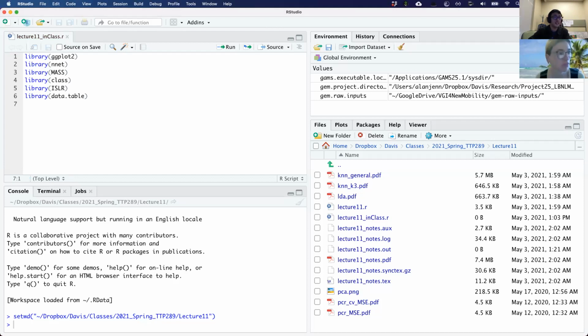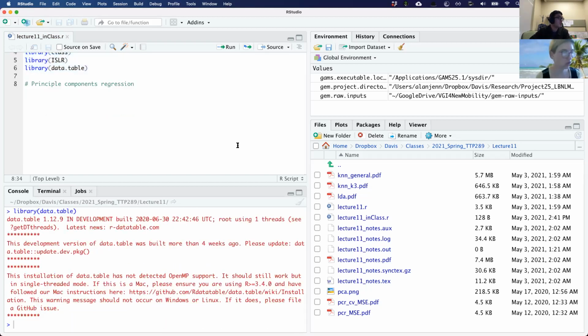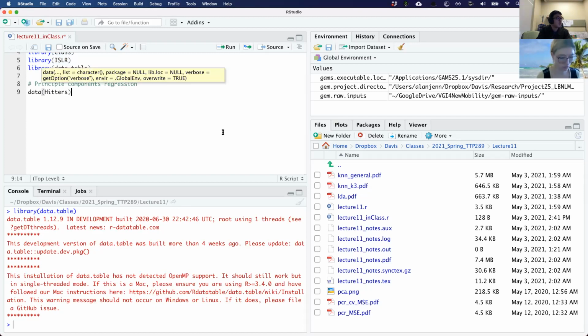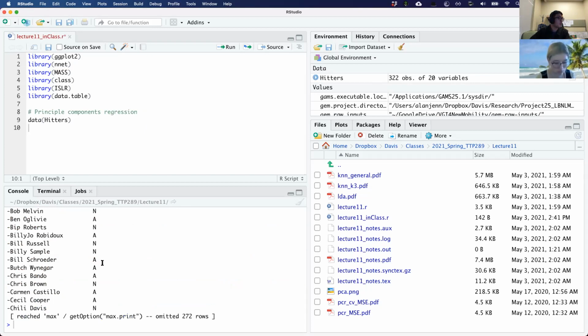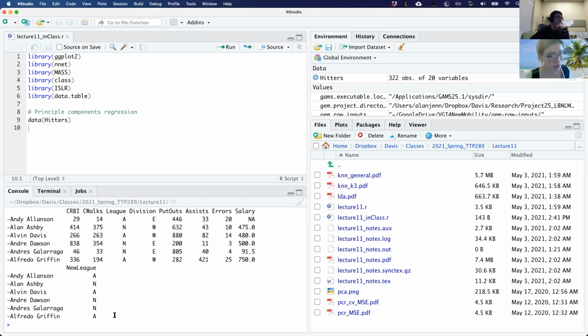Let me load in a couple libraries. And then we're going to look at a data set from ISLR, a different one. The data set is called Hitters. So let's take a look at this. This is a data set of baseball players, and it gives some stats about individual players: RBIs, walks, the league that they're in, the division that they're in, putouts, assists, errors, salary.